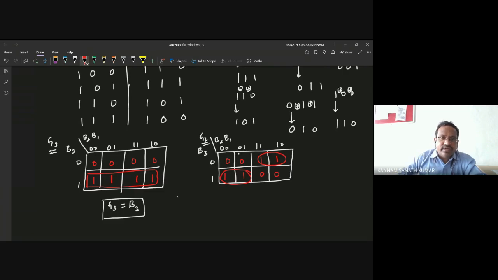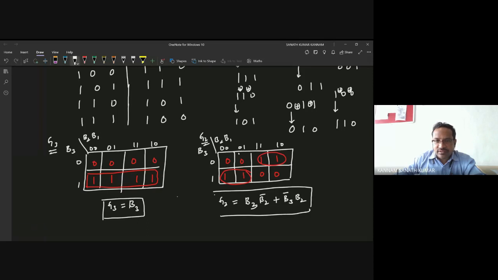A pair will eliminate how many variables? One variable. So you can write G2 as B3 into B2 bar plus B3 bar into B2. Let us take this expression, no need to convert. I know that this is XOR operation, so you need to remember that when the ones come diagonal wise, you can understand that it is an XOR operation.